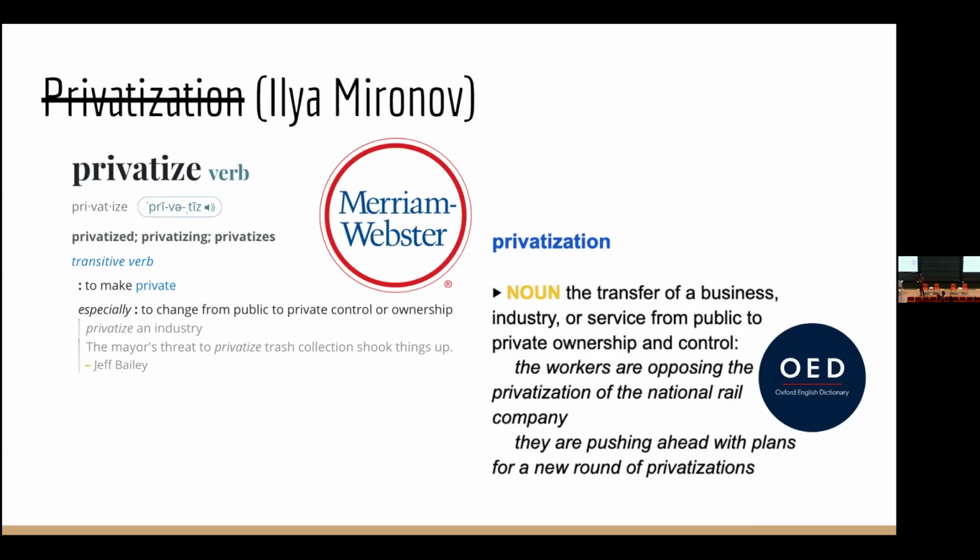So making something private is changing it from public to private control. Or if you consult OED, they are particularly evocative in their use of examples. The workers are opposing the privatization of the National Rail Company, like I kind of see a shade of Margaret Thatcher there. And is this the connotation that we want to evoke when we say that we apply differential privacy? My answer is no.